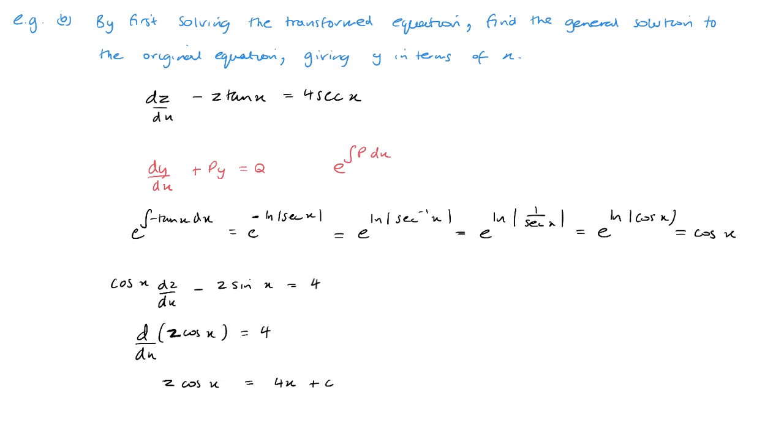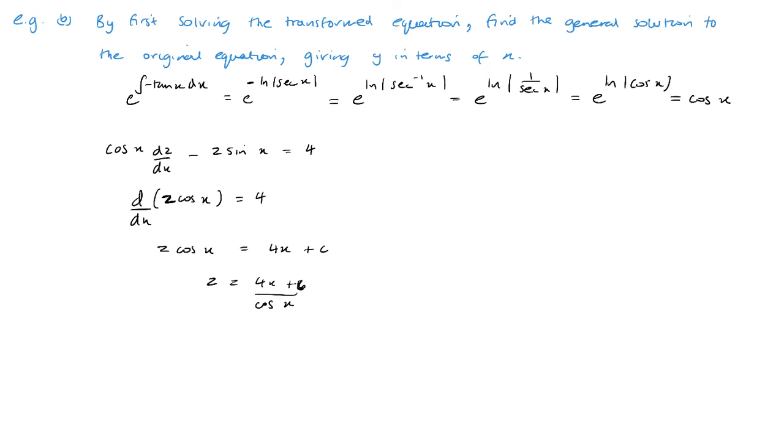Now I just want to make z the subject, so z equals 4x plus c over cos x. Now since z equaled y to the minus 2, which is 1 over y squared, we can substitute that in for our z. So we've got 1 over y squared equals 4x plus c over cos x.